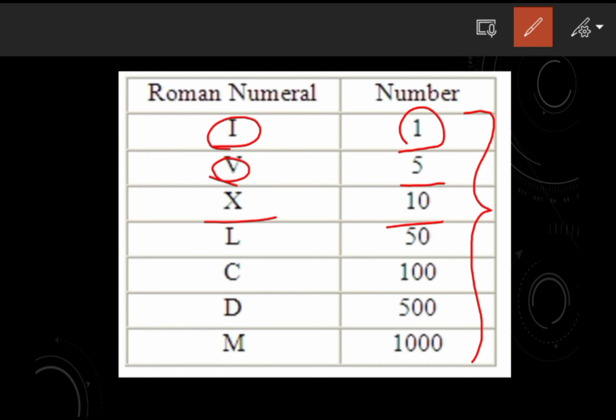Tomorrow we are going to discuss how to form numbers by using these basic 7 symbols.